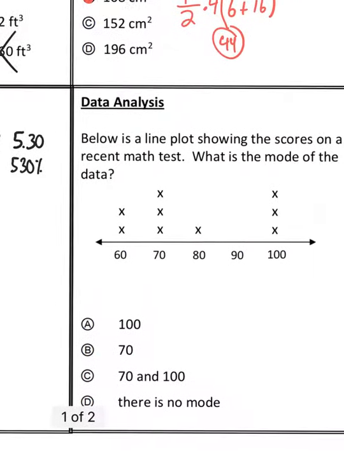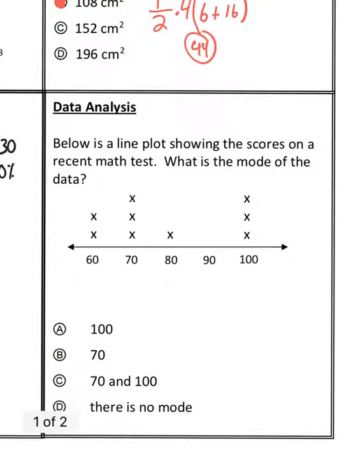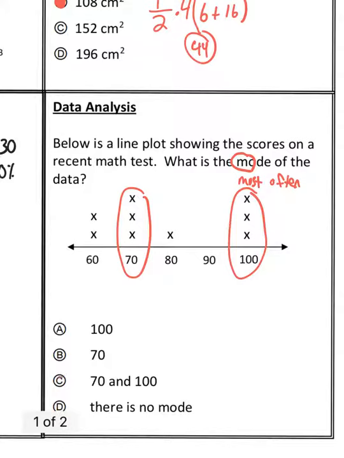All right, last one. This says, below is a line plot showing the scores on a recent math test. What is the mode? Remember, mode, the MO reminds me, is the most often occurring number. And when I look at my line plot, I see two numbers that are occurring the most, 70 and 100. So guess what? They are both the mode. You can have more than one mode.